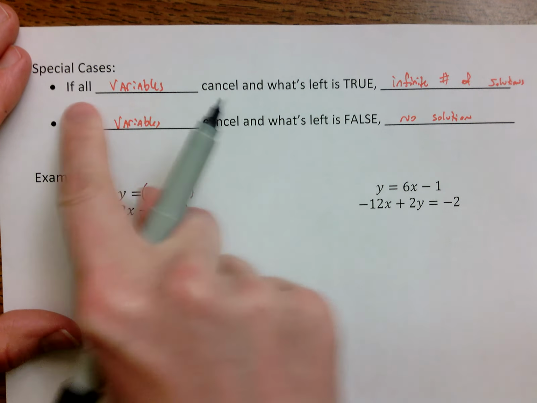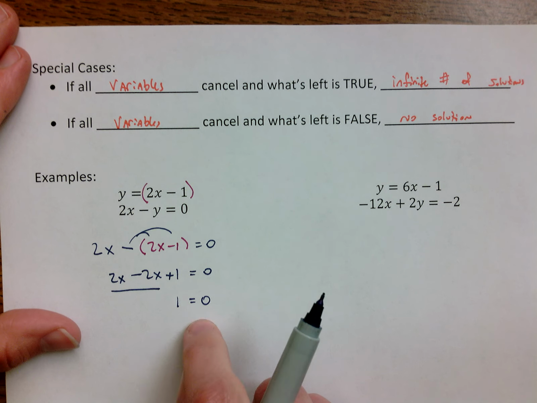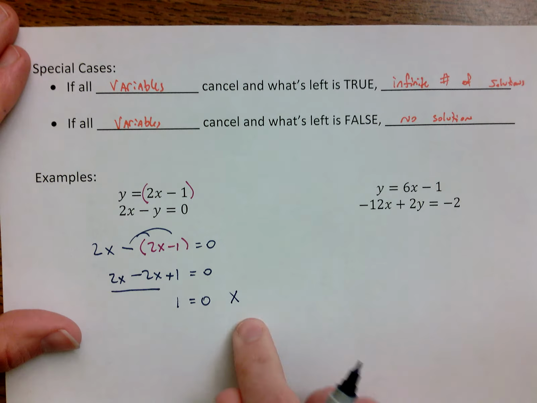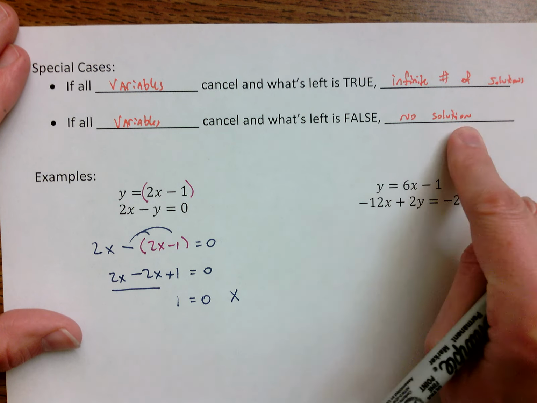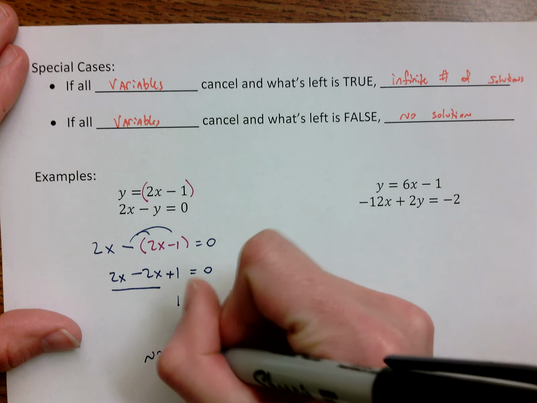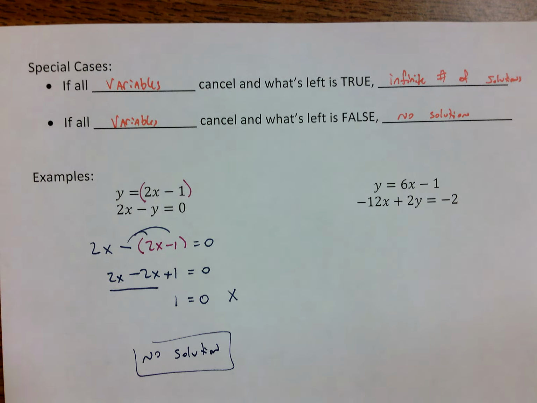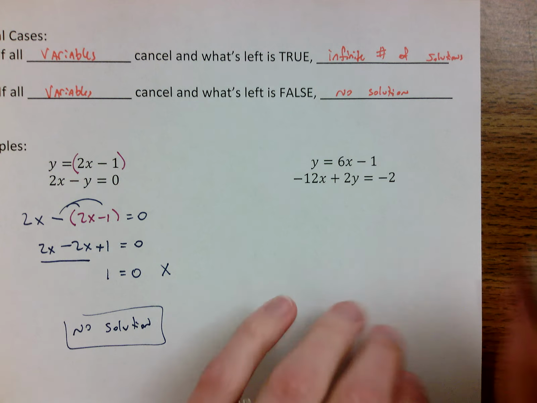Okay, so all of my variables canceled, and what's left, does 1 equal 0? No, it doesn't. That's not true. So all my variables canceled, what's left is false. So that tells me that there is no solution. And like I said, it's kind of nice when that happens because look at how much work we got to skip. All right, so let's take a look at the other one. Spoiler alert, it's going to be an infinite number of solutions.